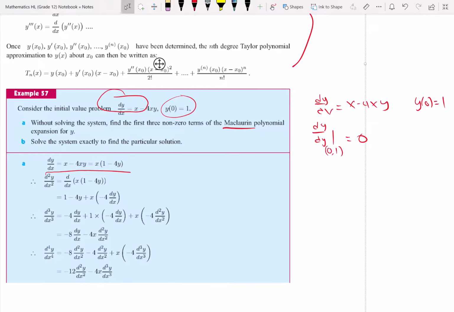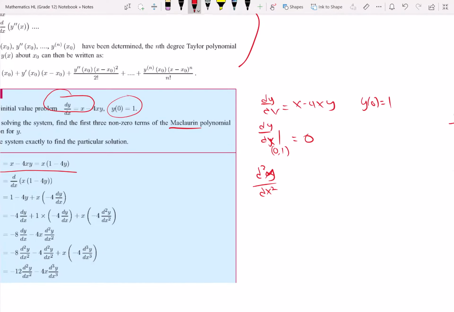And then I would need to know the second derivative, right? So I try to find what d squared y over dx squared is. That involves taking the derivative of this. They rewrote it and factored out your x, so it's x times 1 minus 4y. Then you can use product rule. So the derivative of x is 1 times 1 minus 4y, plus the derivative of 1 minus 4y, which is negative 4y prime, times x. This is dy/dx, right? Times x.